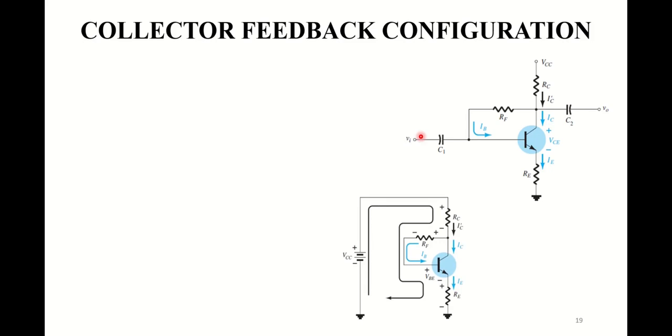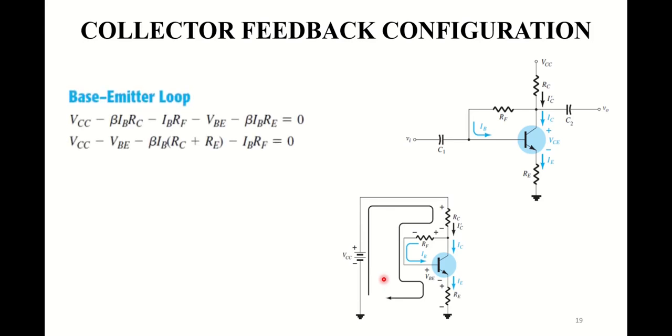Let us now find the equation of IB by drawing the input loop of the given circuit as shown in this figure. Now by applying KVL on this loop, we get VCC minus VBE minus beta IB into RC plus RE minus IB RF is equal to 0, where RF is the feedback resistor.